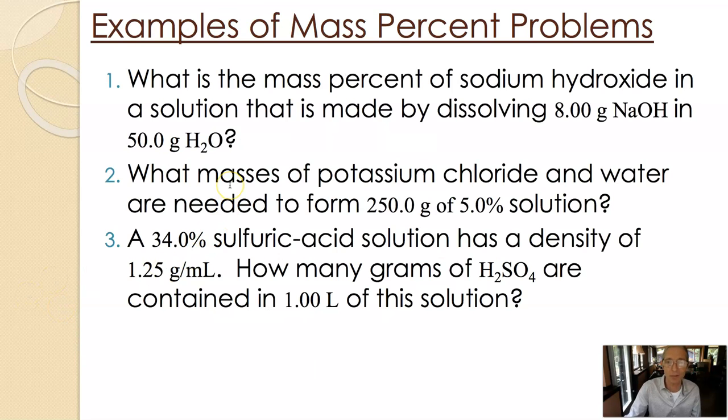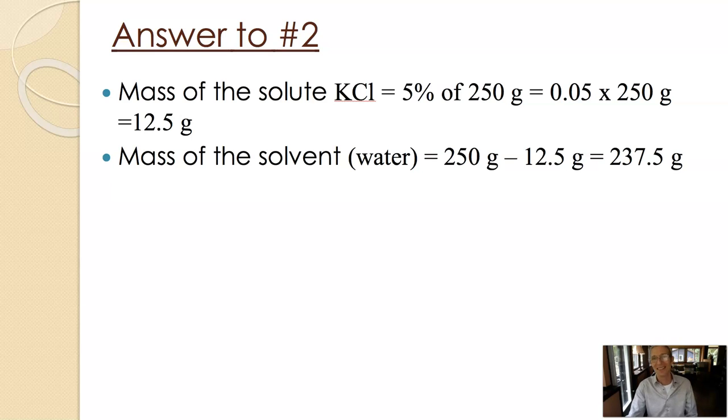Let's look at the second one. What masses of potassium chloride and water are needed to form 250 grams of a 5% solution? Now that 5% refers to the mass of the potassium chloride, right? It's the solute. Water, for what we're doing, will always be the solvent. So what this means is the mass of potassium chloride is 5% of the mass of the solution. And this whole solution is 250 grams. So let's take a look at the answer.